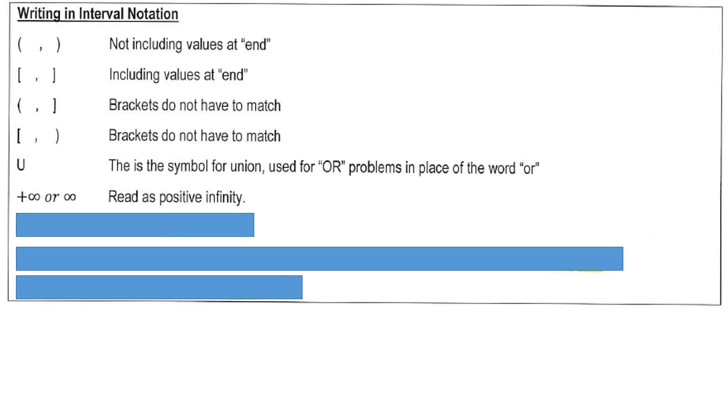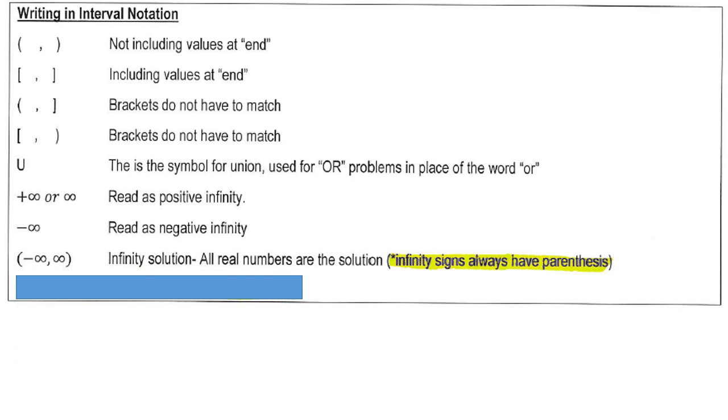The infinity symbols are like figure eights on their sides, and positive infinity can be represented with a plus and then the infinity symbol, or just the infinity symbol. Both of those represent positive infinity. Whereas if you have a negative in front of it, then that is always negative infinity. Infinite solutions is represented as negative infinity, comma, positive infinity.